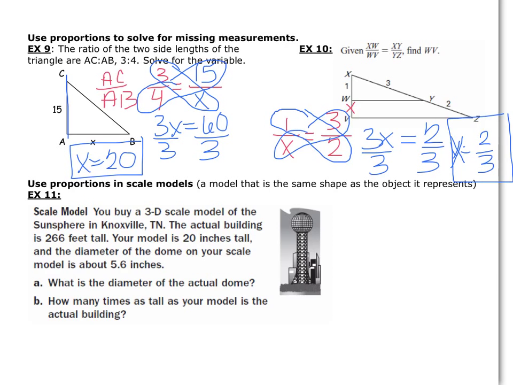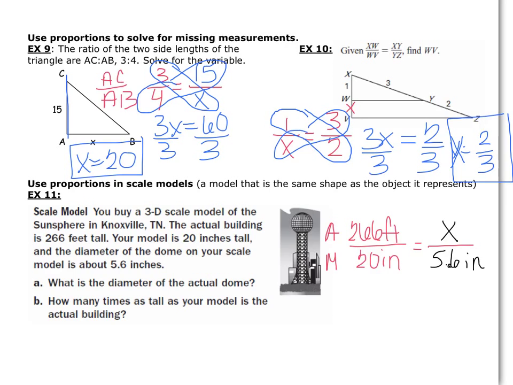So we're going to first start with the information they gave us. They told us that the actual thing is 266 feet, and the model is 20 inches. Now, we want to know what is the diameter of the actual dome. So since actual is on top, this is actual dome. The diameter of the model is 5.6 inches.